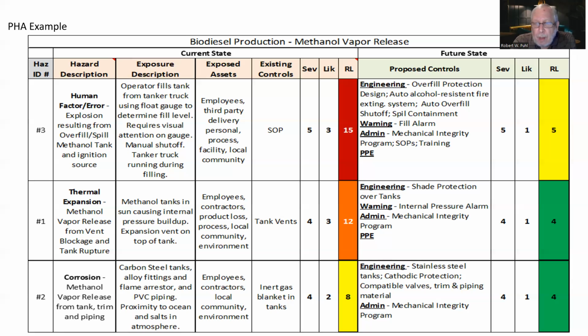The mechanical integrity program is part of process safety management as well. So are SOPs, and so is training. There's no PPE listed here, which makes sense. But then they took the severity, which is still a 5, and the likelihood down to only 1, and the risk level went from 15 to 5. So you can see how they did the existing controls and proposed controls, and you'll see that same kind of thing in a couple of different ones.